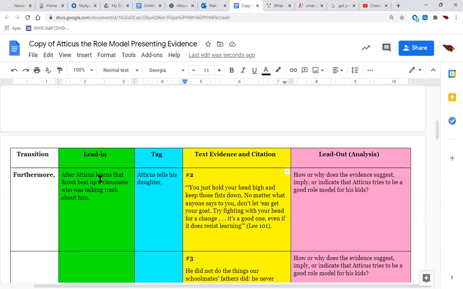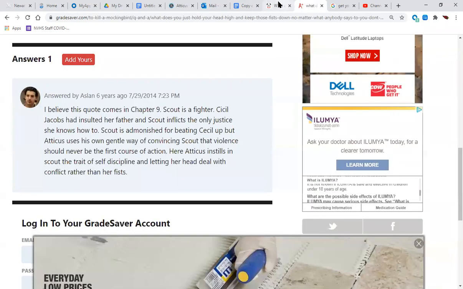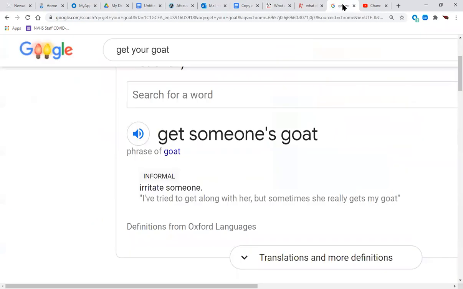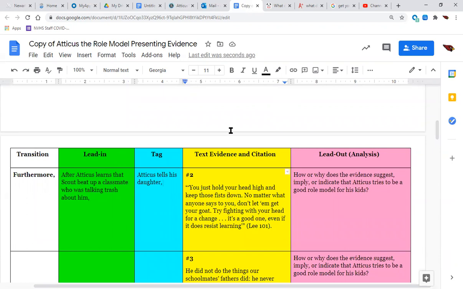pieced together a lead-in through some websites that helped me. It's cheap. Don't get me wrong. We're doing this the cheap way. But if you want to demonstrate that you understand these writing concepts, this may be how you're going to do it if you didn't read the book. And then last but not least, the lead-out, which will probably take the most amount of time. How or why does the evidence suggest, imply, or indicate that Atticus tries to be a good role model for his kids? I like the word suggests.